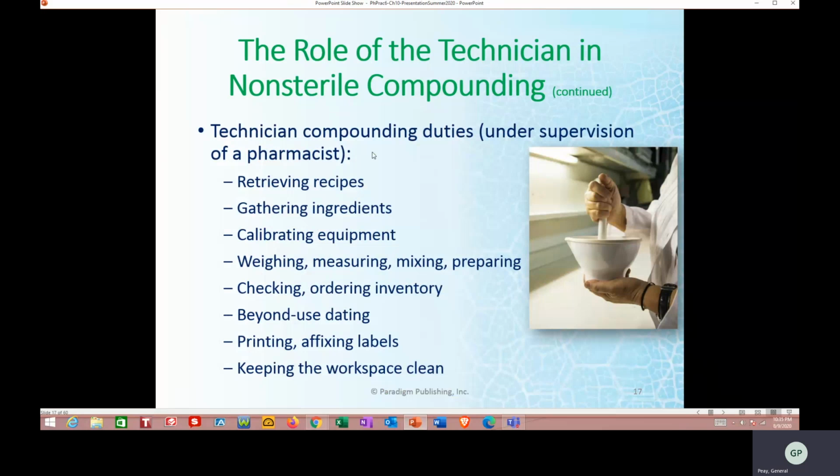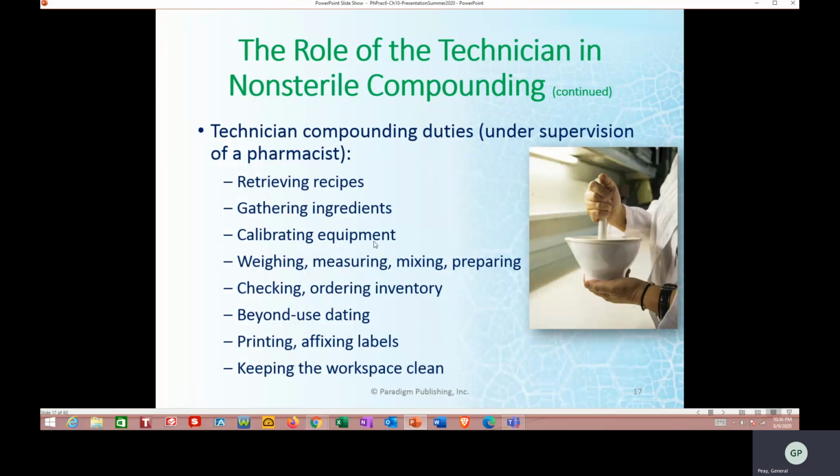So here are some of the technicians' compounding duties. And again, just like in retail, you're under the supervision of a pharmacist. You retrieve the recipe. When we talk about compounding, the recipe is basically the prescription. You gather the ingredients. Once you look at the prescription, you look at all the information that you'll need. You may need a certain liquid, certain tablets, whatever's on that prescription. Because if you're combining different products, you want to pull those items from the shelf.